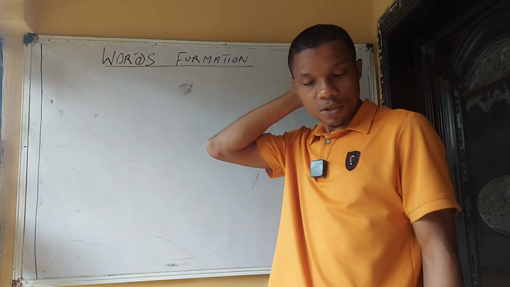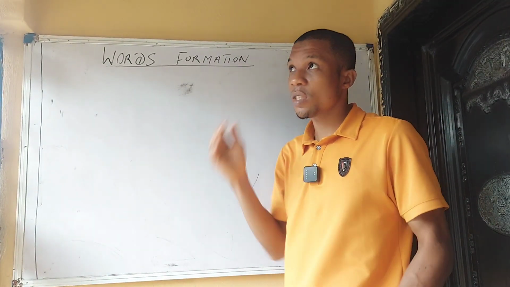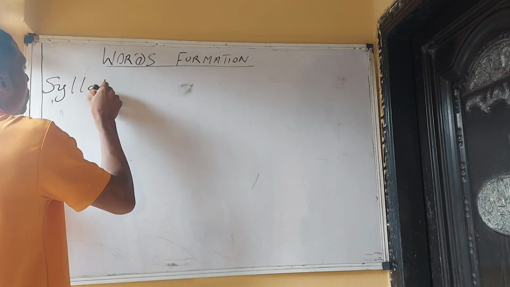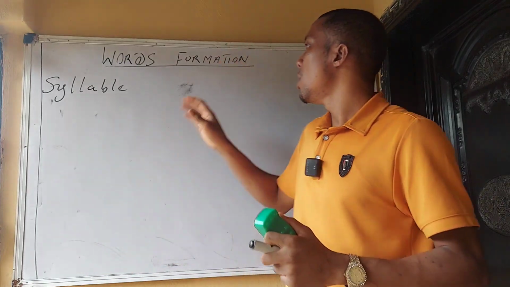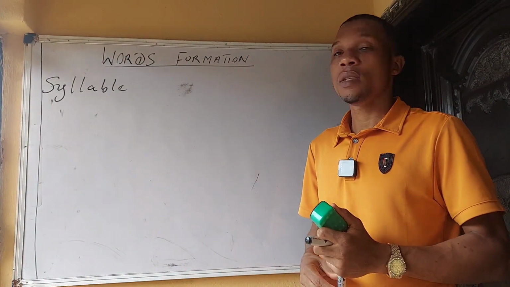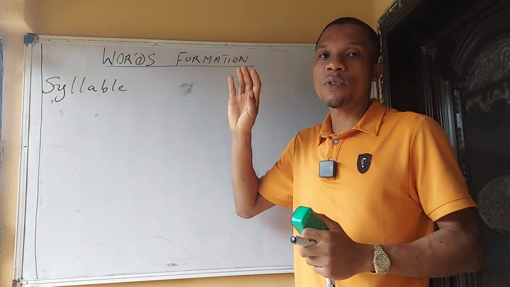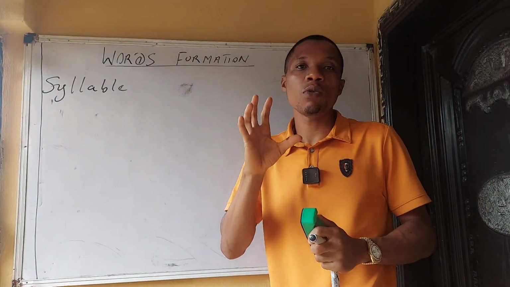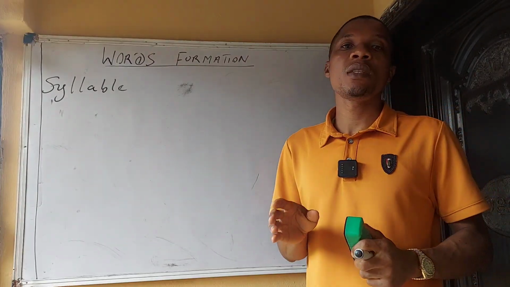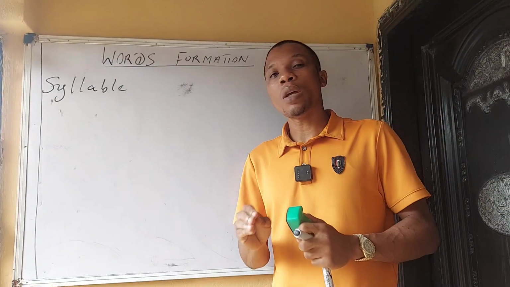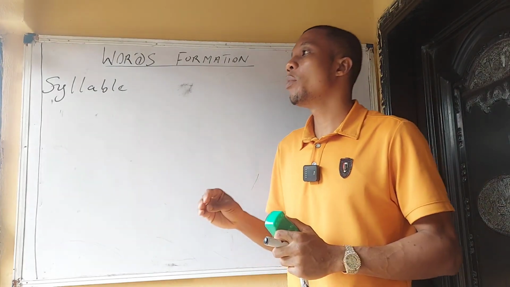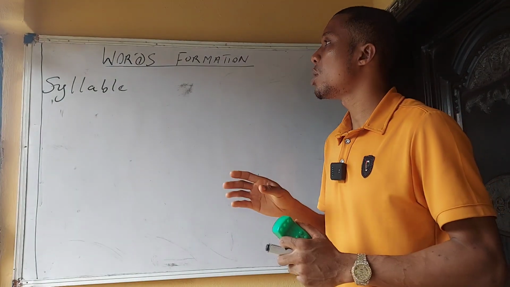Before the word formation, there is something I want to bring to your notice, or something you need to know: syllable. In word formation, it is important for you to know what a syllable is. This will help you to form your word, or give you the idea of how you are going to go about the spelling. Syllable simply means the unit of pronunciation in a word.